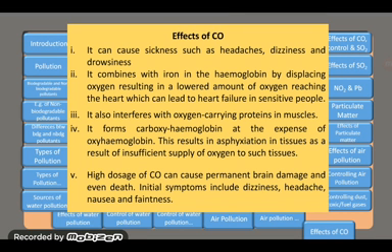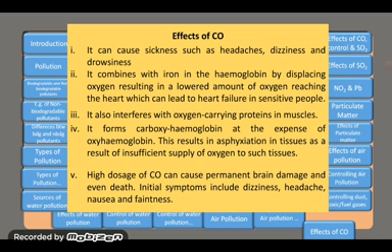Then it combines with iron in the hemoglobin by displacing oxygen, resulting in a lower amount of oxygen reaching the heart, which can lead to heart failure in sensitive people. So it could lead to a serious heart attack. It could lead to serious heart problems. And I don't know if you have heard about hemoglobin. That is hemoglobin attached with oxygen. That oxygen will now be replaced with what? With carbon monoxide. And hence, instead of the blood carrying oxygen around the body, the blood will now be carrying carbon monoxide, which is very dangerous to human health.